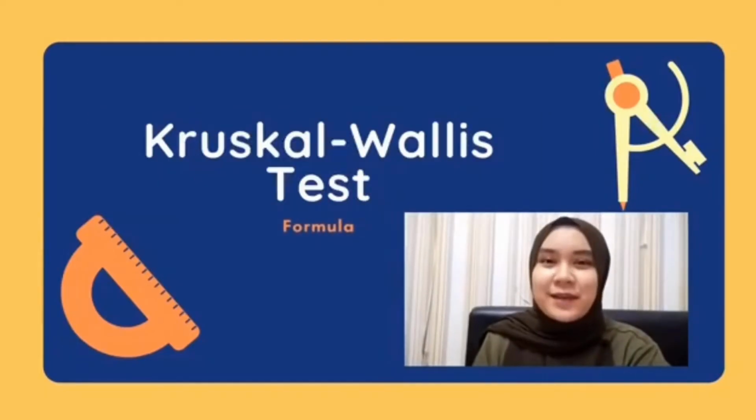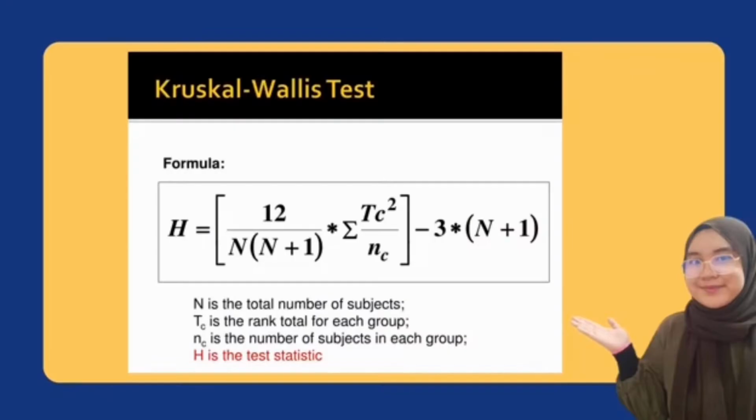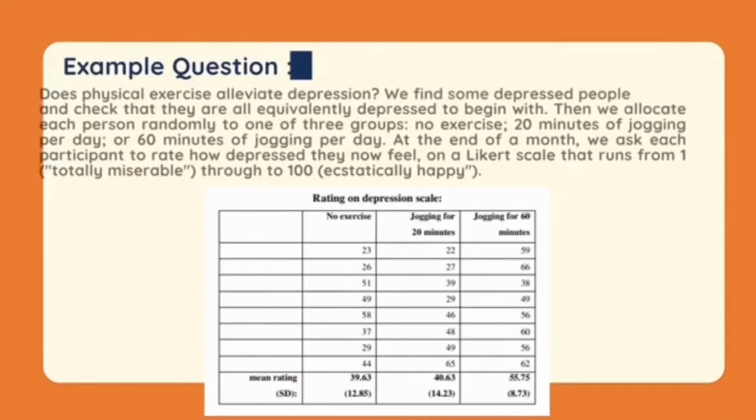Next, I want to explain the formula used in the Kruskal-Wallis test. This is the formula used in the Kruskal-Wallis test. H is the test statistic, N is the total number of subjects, TC is the rank total for each group, and C is the number of subjects in each group.